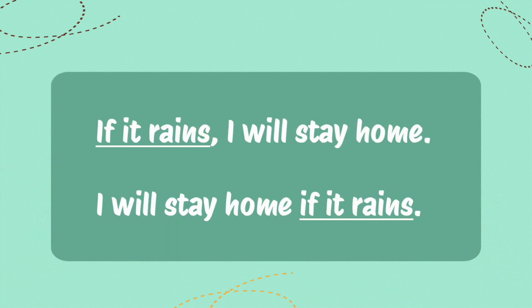Note that with any conditional sentence, we have two clauses. So there are two possible ways to construct our sentence. We can begin the sentence with the if clause. If it rains, I will stay home. Or we can put the if clause at the end of the sentence. I will stay home if it rains. But notice that when the if clause starts the sentence, it's always followed by a comma and a slight pause when we're speaking.